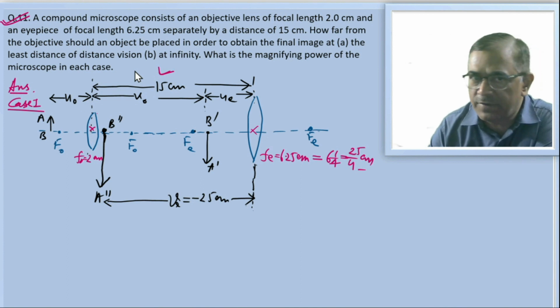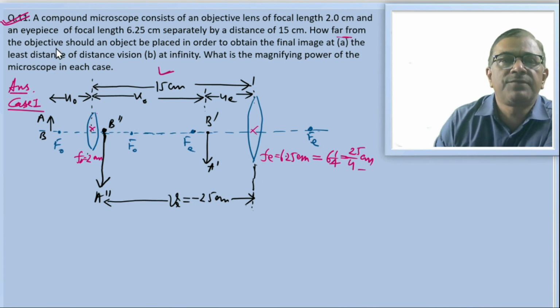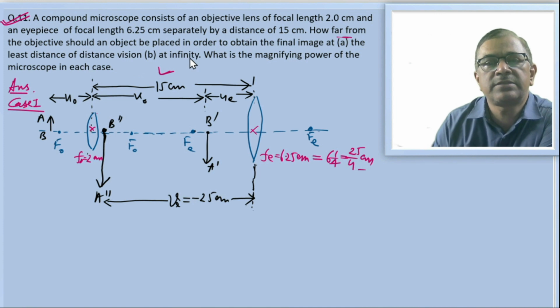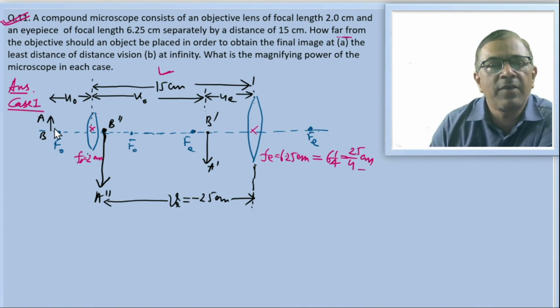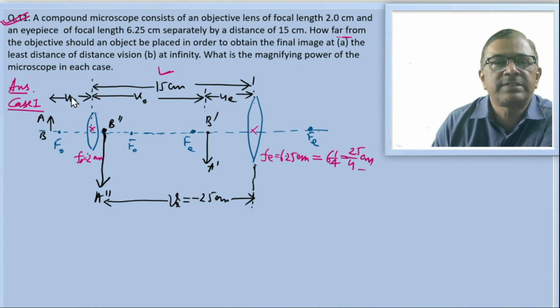Let's see what we are supposed to find. So we are supposed to find how far the objective should be from the object in order to obtain the final image at the least distance of distinct vision. In the second case, they want the final image to be formed at infinity, and they also want us to calculate the magnifying power in each case. Now you see, as per the problem, we are supposed to find how far this object is from the objective lens, and this UO is to be found.